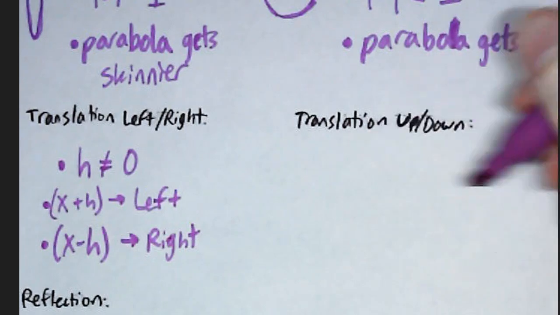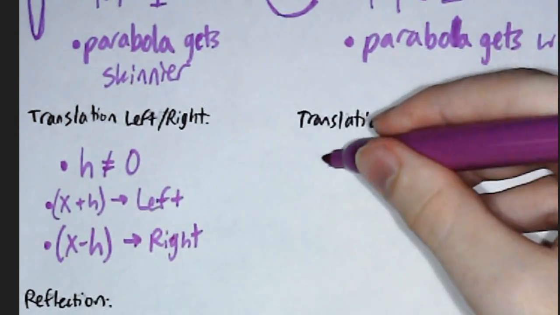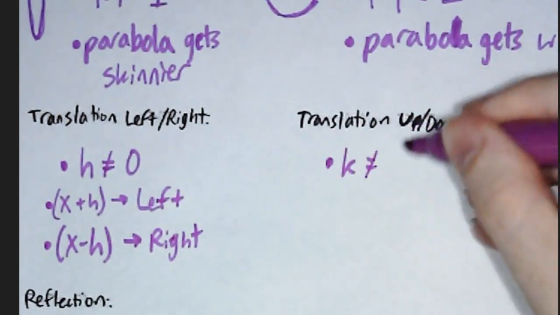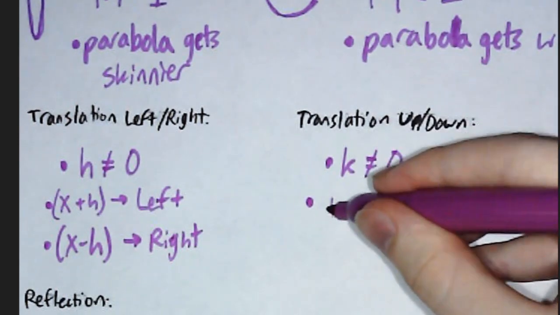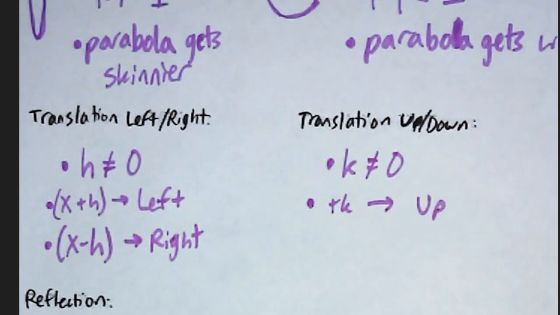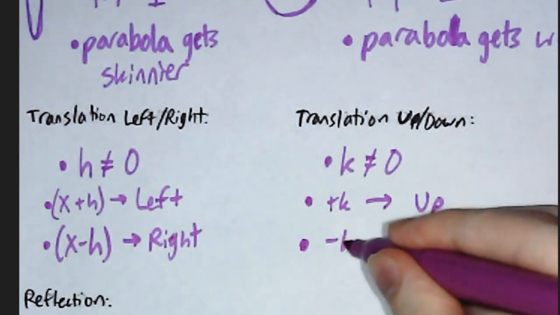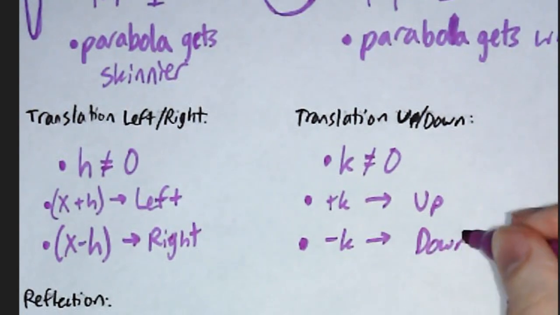Alright, now for translation up and down, this is caused by k being something other than 0. So, when you have a plus k at the end, this implies an up translation, and minus k at the end implies a downward translation.